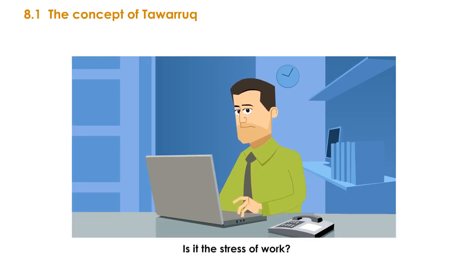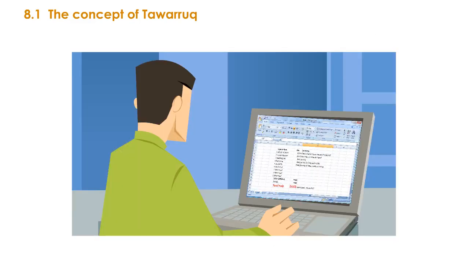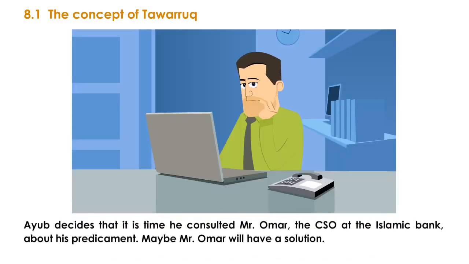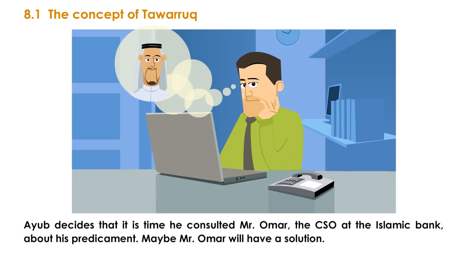Is it the stress of work? Aha, that's enough reason to worry about. Looks like Ayub is in trouble. His projected expenses for the wedding are way above his savings by 63,000 dirhams. Ayub decides that it is time he consulted Mr. Omar, the CSO of the Islamic Bank, about his predicament. Maybe Mr. Omar will have a solution.